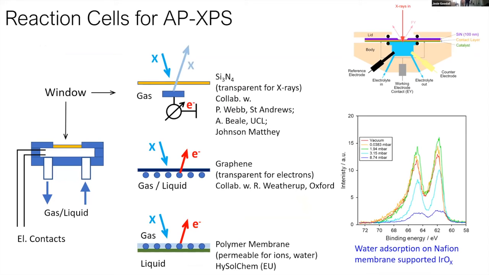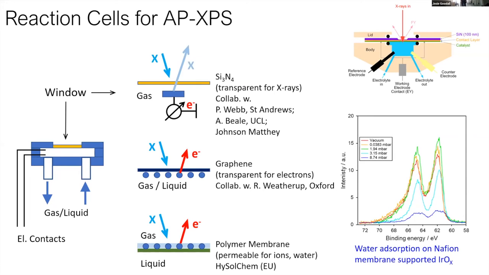Okay, so finally, we also have reaction cells. This is generally for more of the electrochemistry systems. We have a little reaction cell, a couple of centimeters in size, where you pass either high pressure gas, and by high pressure, I mean one bar gas, or liquids. We could use silicon nitride, which is very good for absorption, getting the X-rays coming in and out. But electrons don't go through the silicon nitride, so it's useless for XPS.